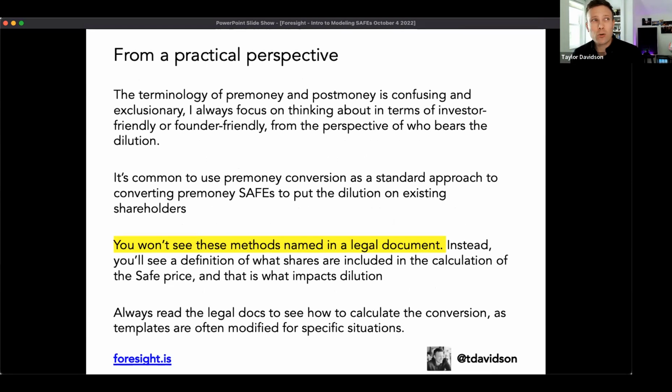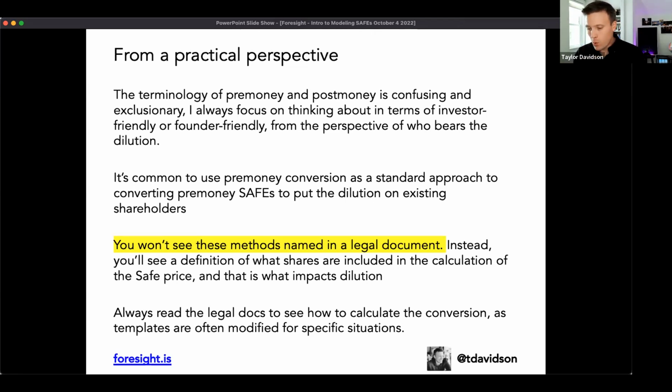I think that the terminology that we use to describe this is kind of exclusionary and kind of confusing. And so whether it's pre-money this or pre-money conversion, I have to think about the focus of investor friendly or founder friendly. Who bears the dilution? Is it friendly for the investors and existing founders bear the dilution, or is it friendly for the founders and everybody bears the dilution? You won't see these terms in the actual legal document.